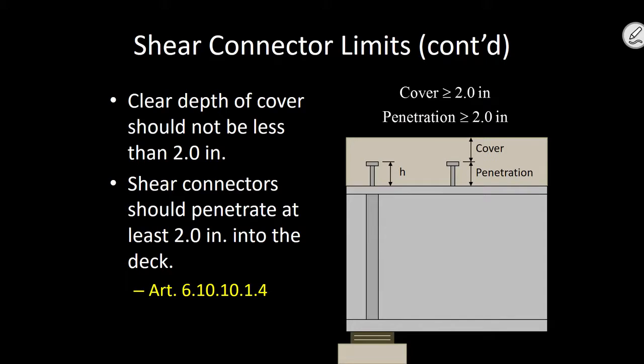So your cover for your shear studs has to be greater than or equal to 2 inches, but you also must penetrate a certain amount into the deck for them to be effective. And usually what ends up happening is we like to place the shear stud right in the middle of the deck. A very common length for a shear stud is either 4 inches, sometimes 6. But 4 inches is a pretty common length. All right, does that make sense? Not too bad, right? Pretty simple.